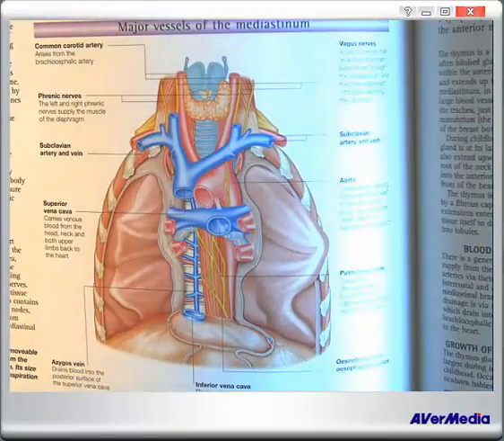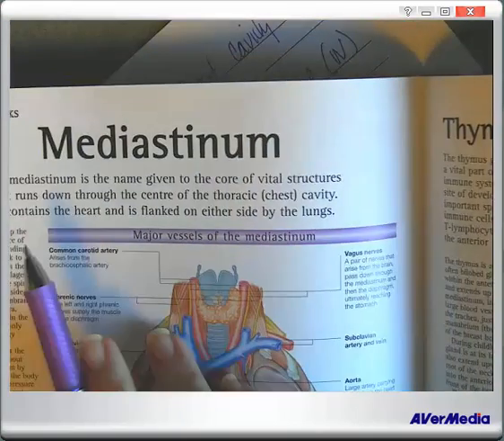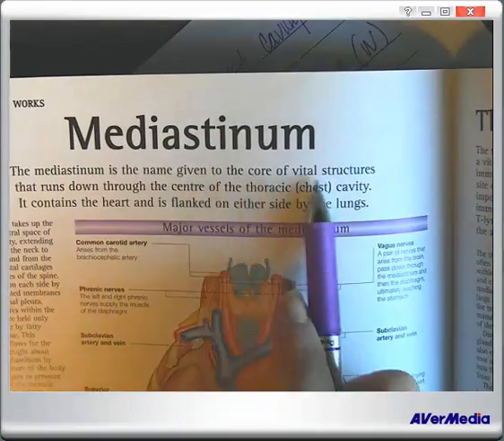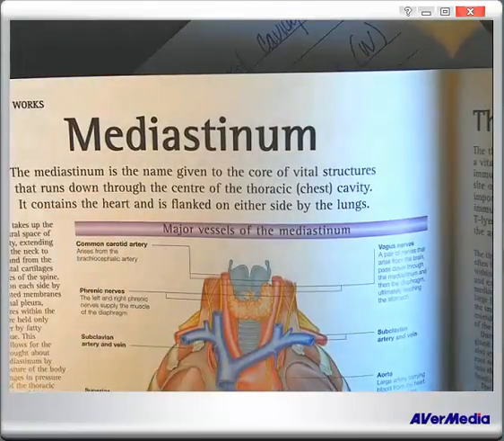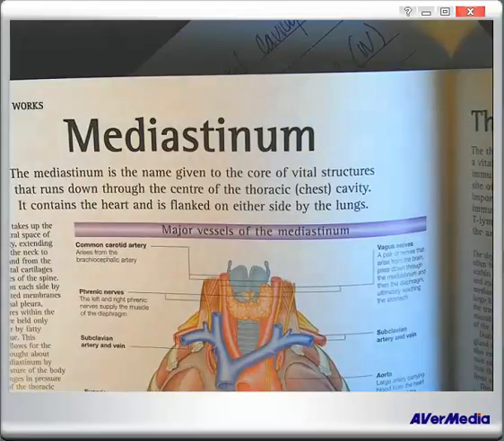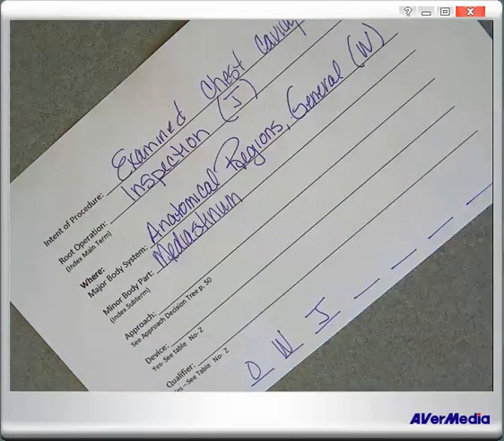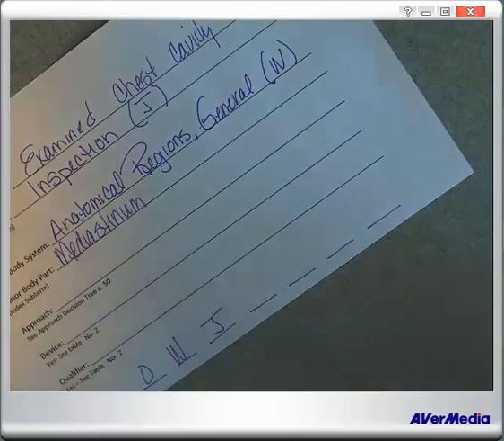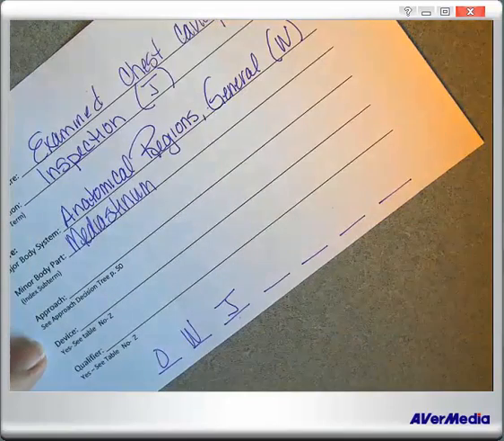Okay? All right? So now you understand that. And the definition is that it's the name given to the core of vital structures that runs down through the center of the thoracic cavity or chest cavity, which is what we did, a thoracotomy, and it contains the heart and is flanked on either side by the lungs. Okay? So, we've determined that that is our body part.